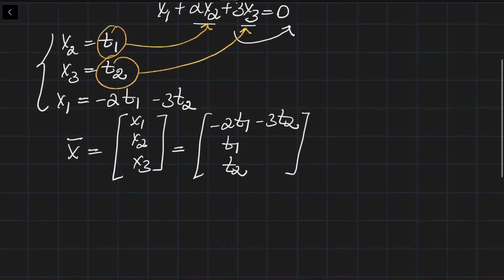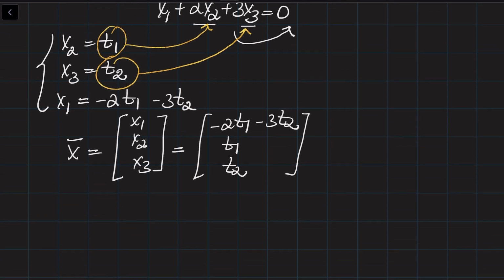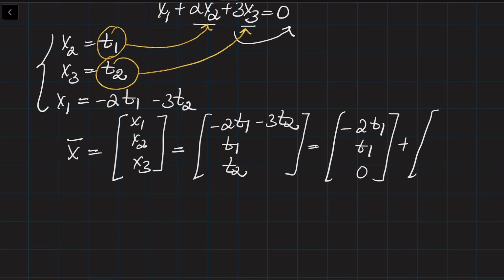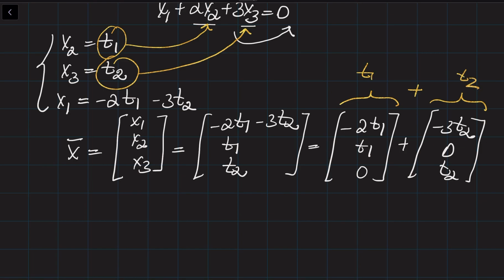Now I would like to separate the terms for t1 and t2. This is going to be minus 2t1, t1, and 0, added to minus 3t2, 0, t2. You see, I've separated all the terms with t1 and all the terms with t2, and I can easily check whether this is true by summing them. This is all about t1, this is all about t2. If you sum these two columns, you get essentially this column.